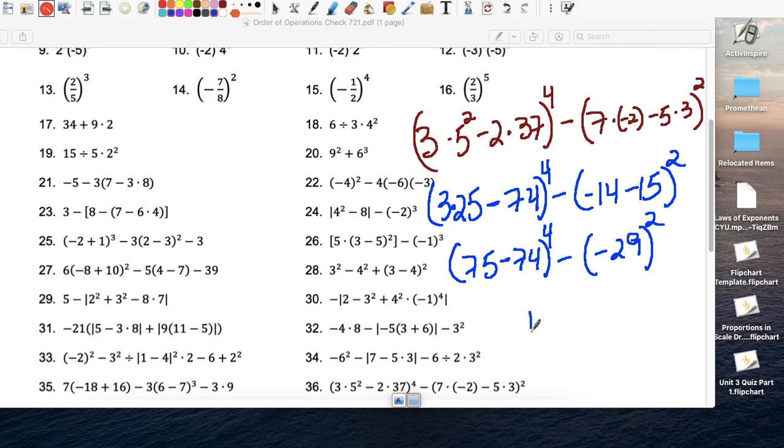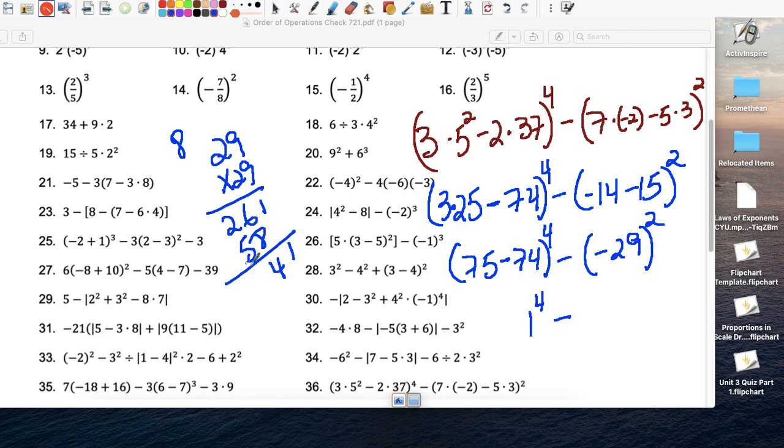75 minus 74 is 1, right? And then we're going to take that to the fourth power. Minus, and negative 29 to the second power, which is 29 times 29. That gives 841. Well, 1 to the fourth power is just 1. Minus 841 is going to give us negative 840.